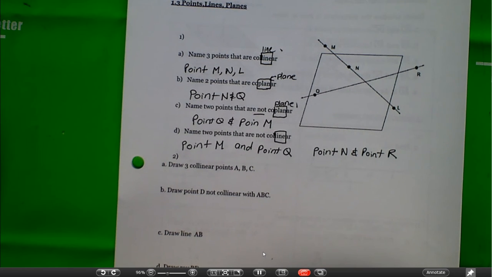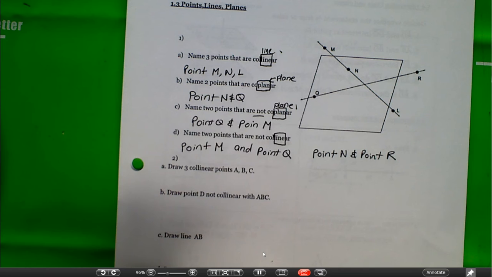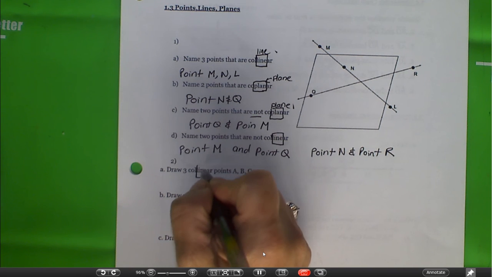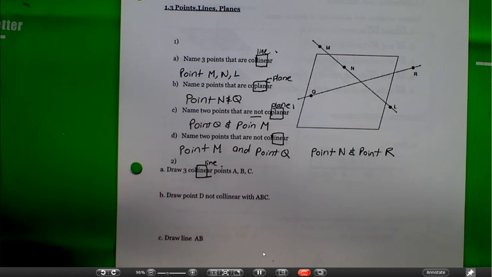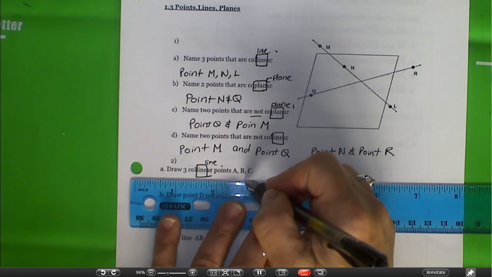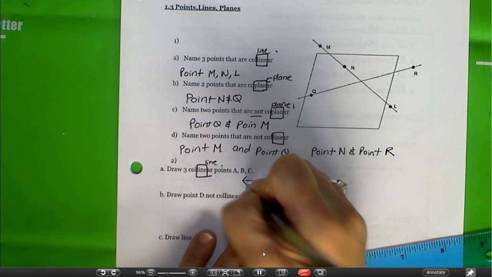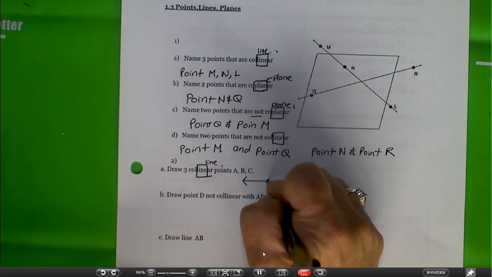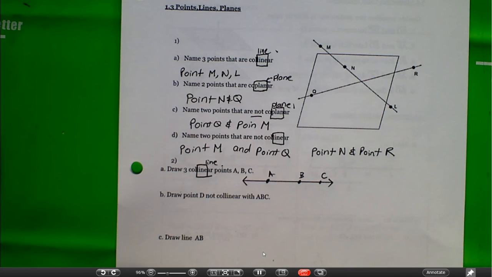Now we're going to draw 3 collinear points. You remember, collinear means they're on the same line, as in the word line. 3 points on the same line. So I'm going to draw my line. Okay? And I'm going to call it A, B, C.